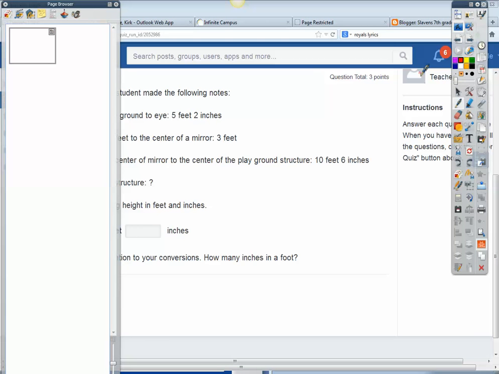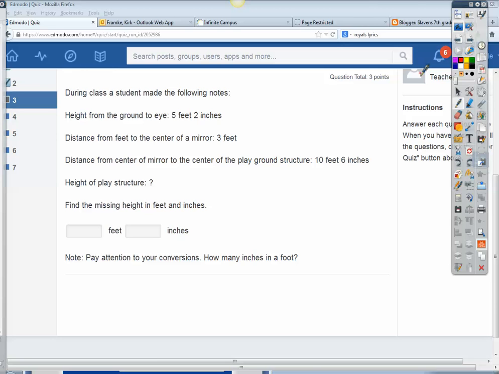So in our mirror problem, here's the mirror, M for mirror, and the height from the ground to the student's eye is 5 feet 2 inches, but wait a second. Feet and inches, feet and inches. I can't multiply 5 feet 2 inches with feet or feet and inches because that's not all the same unit. I need the same unit.